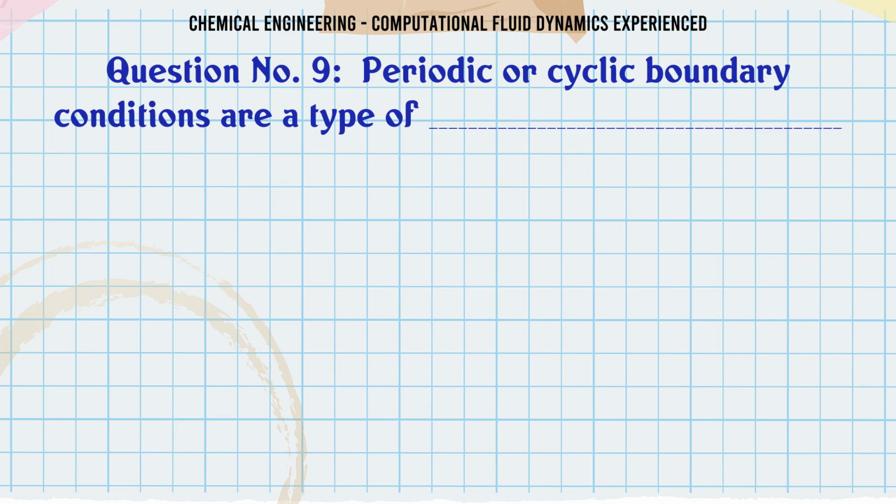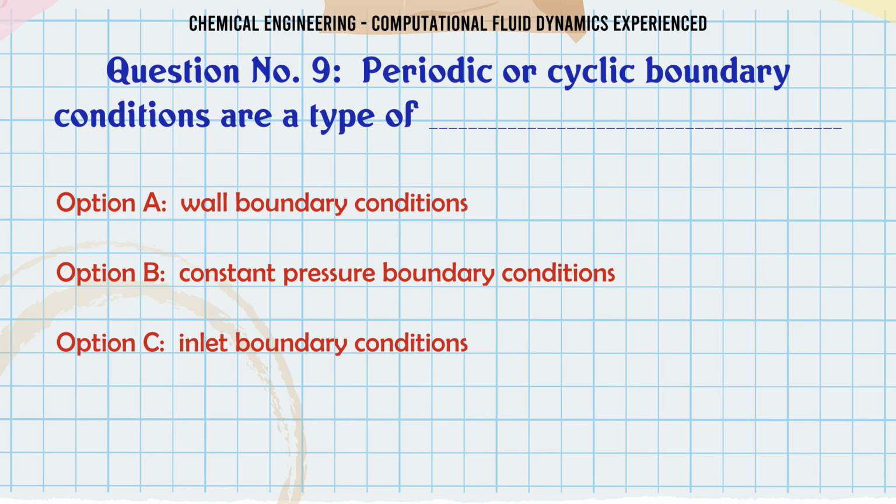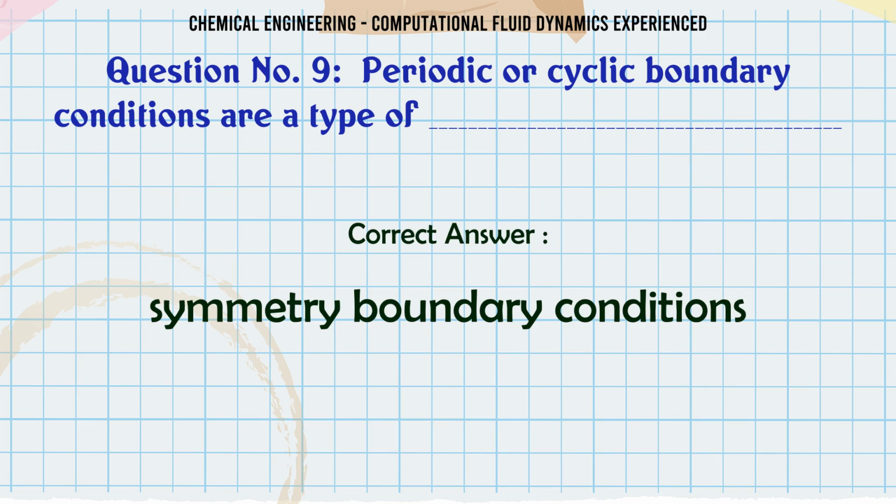Periodic or cyclic boundary conditions are a type of A. Wall boundary conditions. B. Constant pressure boundary conditions. C. Inlet boundary conditions. D. Symmetry boundary conditions. The correct answer is symmetry boundary conditions.